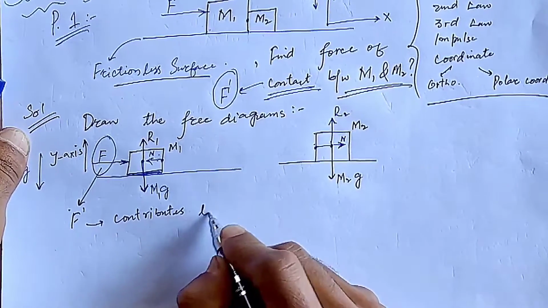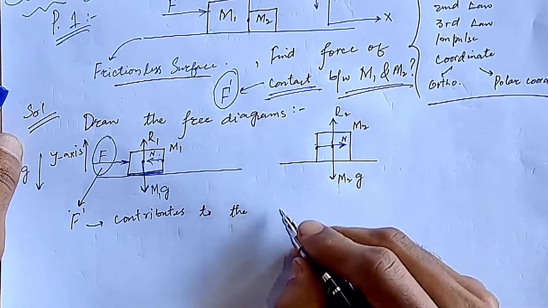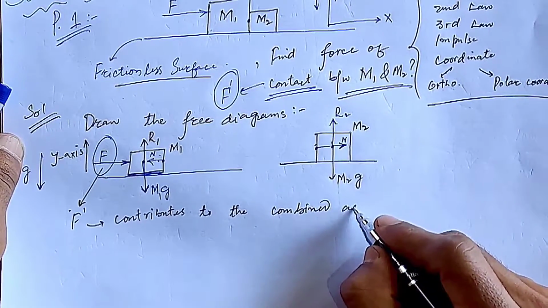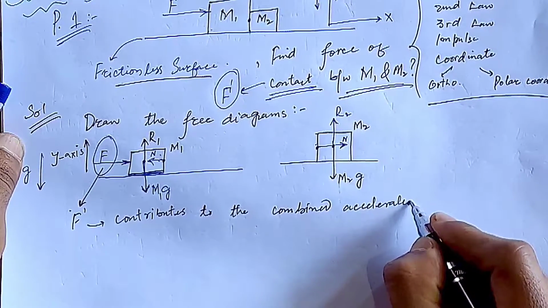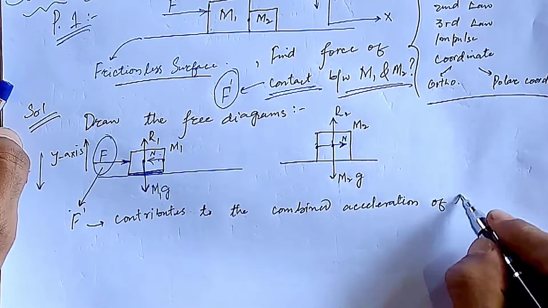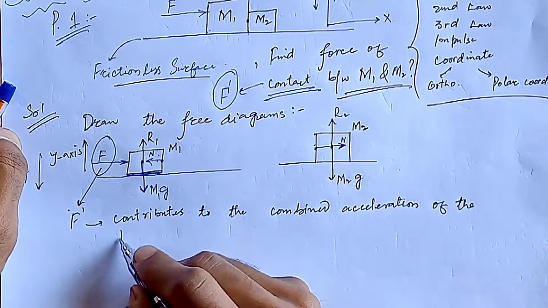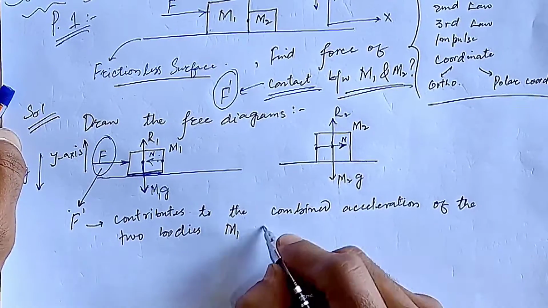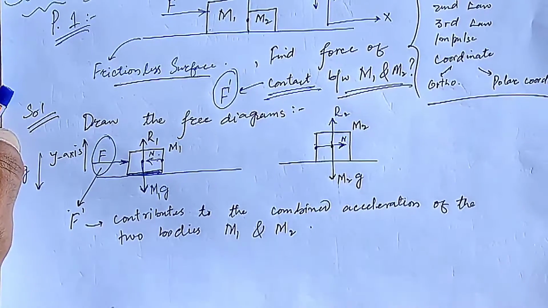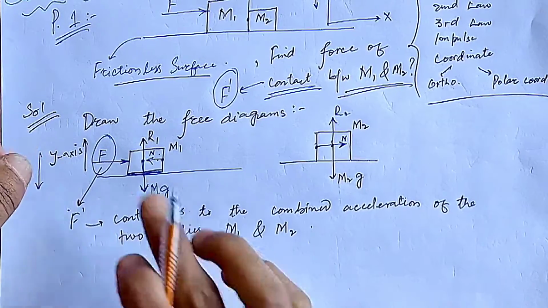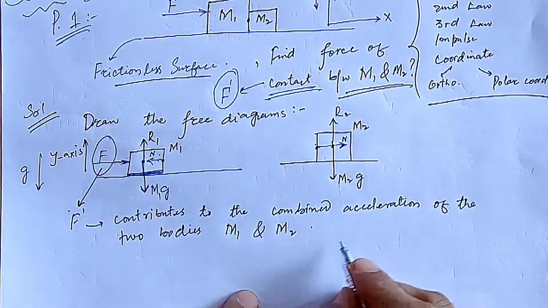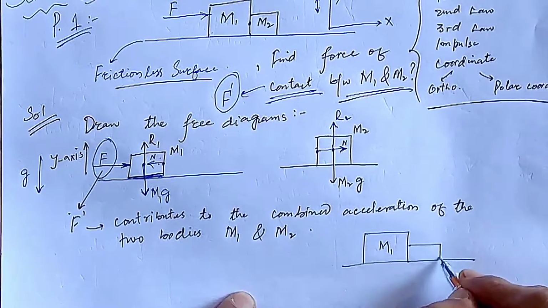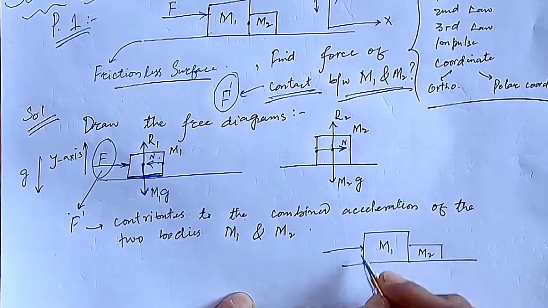This F contributes to the combined acceleration of the two bodies, m1 and m2. So we have two bodies like this, this is m1 and this is m2, and the force F is applied on this.